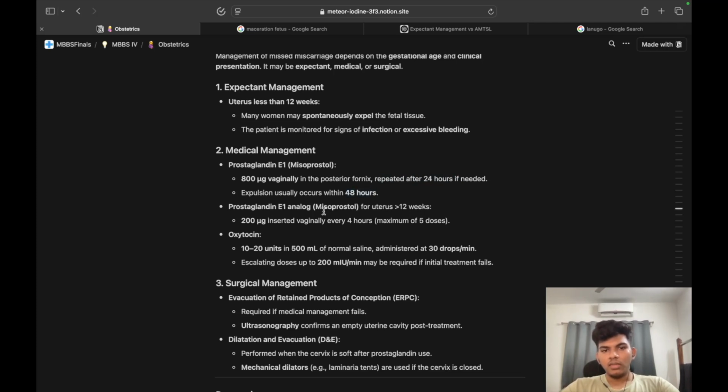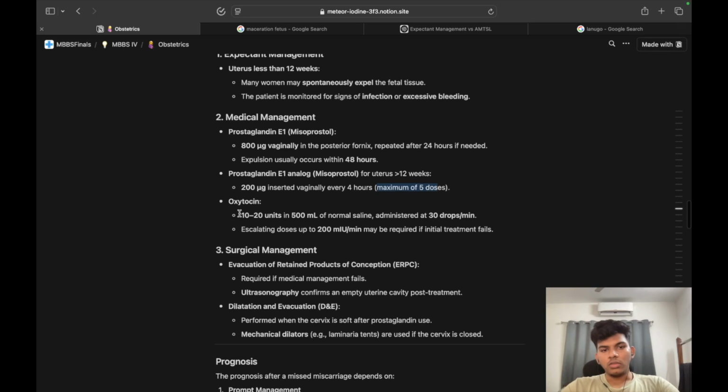Next, for uterus greater than 12 weeks, 200 microgram inserted vaginally every 4 hours, with a maximum of 5 doses. Here the dosing differs from the first: first 800 microgram, here 200 microgram every 4 hours, same route.